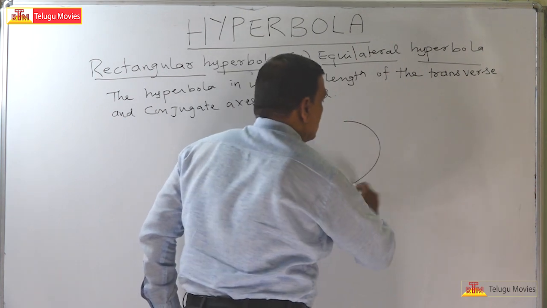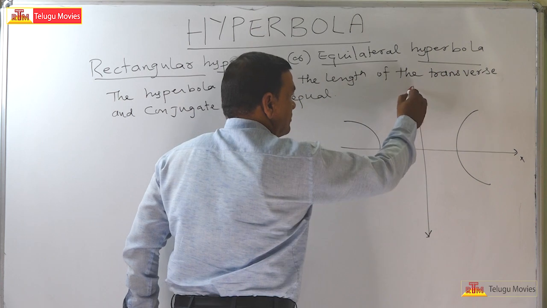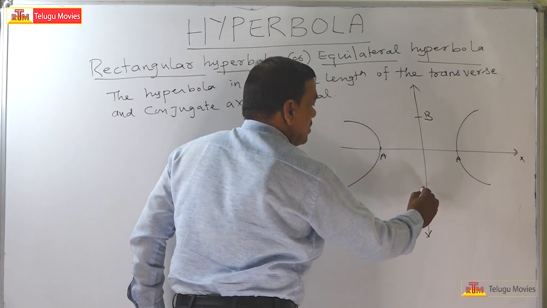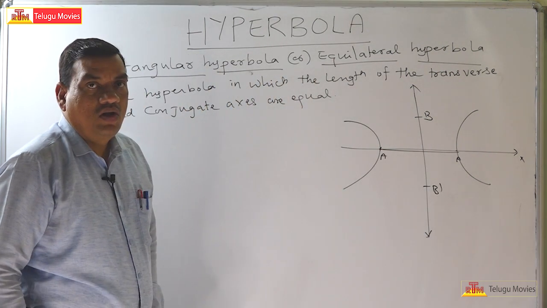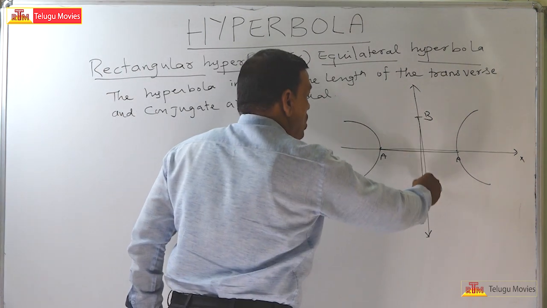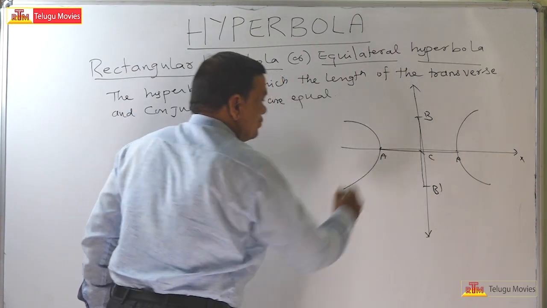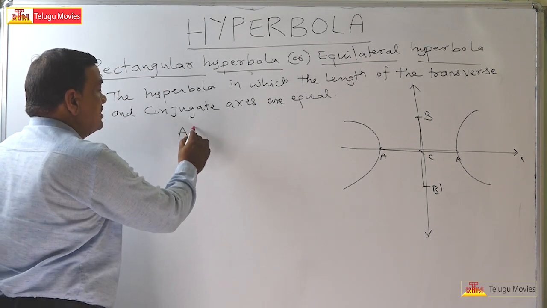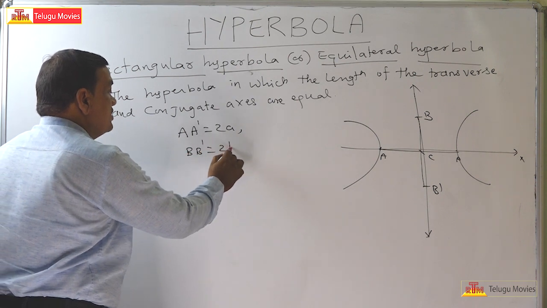Let us take this as the x-axis and this as the y-axis. These are called the vertices A and A dash. Here AA dash is called the transverse axis, and BB dash is called the conjugate axis. C is called the center of the hyperbola. We know that the length of the transverse axis AA dash is equal to 2A, and the length of the conjugate axis is 2B.